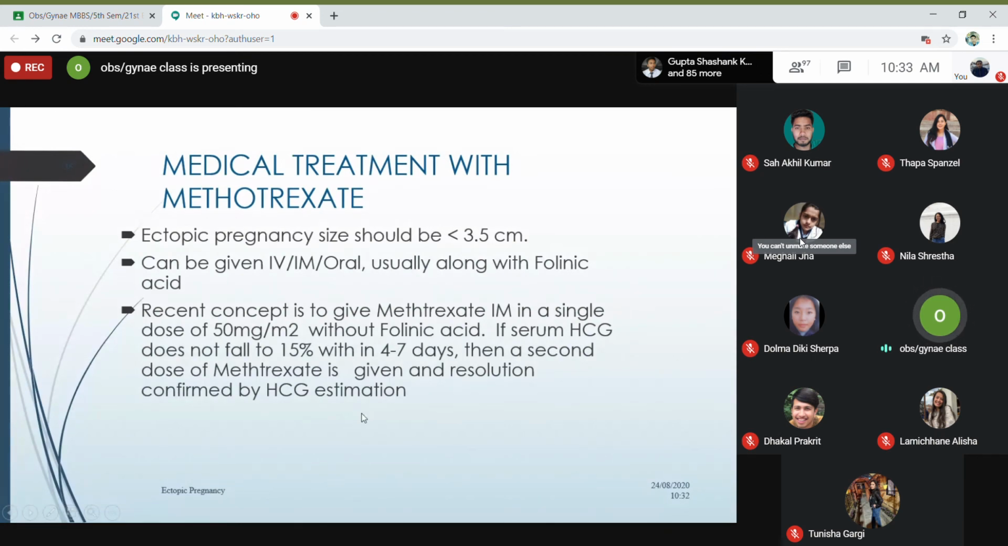So we have to keep assessing her, seeing her, because when you're doing medical management, in between she can go for rupture anytime. Okay, so it might rupture anytime. So you have to keep her in the ward, arrange blood, okay, and send blood investigations, and you have to see her every day to look for signs of rupture.